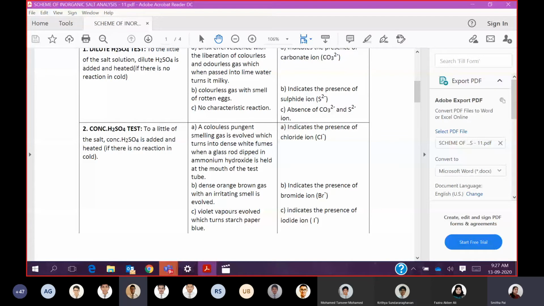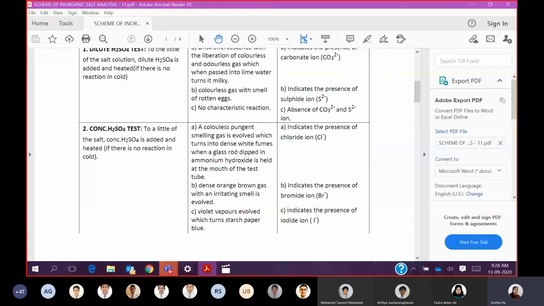The colorless gas. Sorry? We should waft it, right? No. For chloride, before warming, you will get the test. Okay, so just add concentrated H2SO4 to the salt. Even before warming, you can see a reaction occurring inside the test tube. So for chloride test, there is no need to warm the test tube.